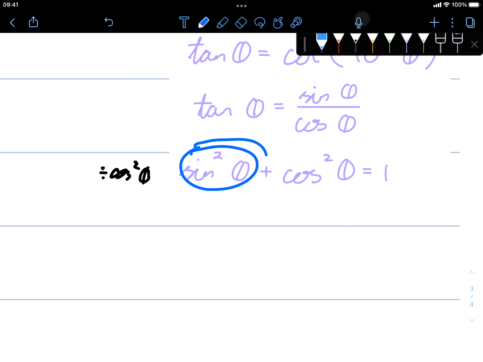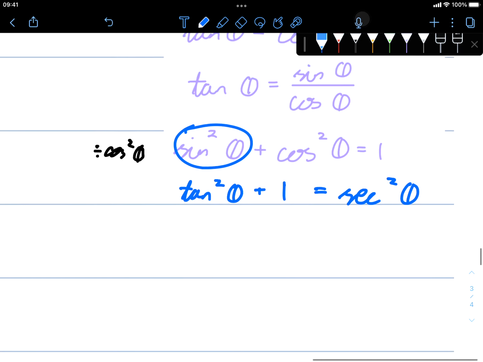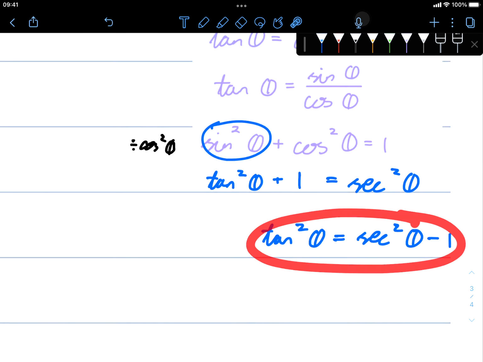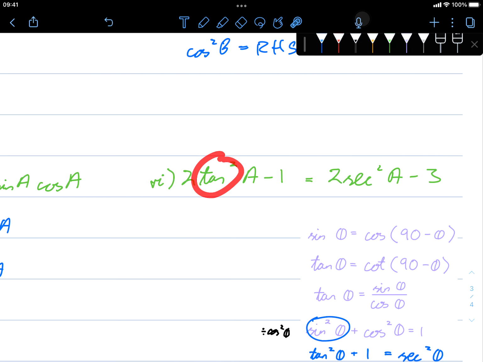So now sine squared divided by cos squared becomes tan squared theta. Cos squared divided by cos squared becomes 1. And 1 divided by cos squared is sec squared theta. From here we can rearrange this to become tan squared theta equals sec squared theta minus 1. And it's this identity that we're going to be using for this one.